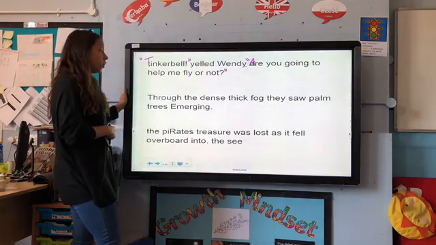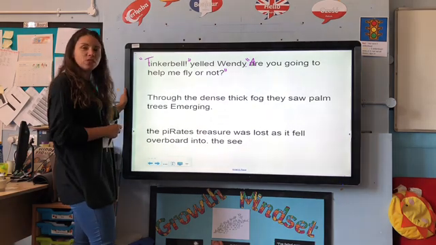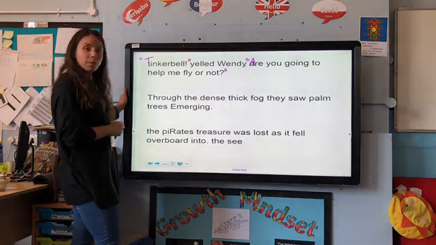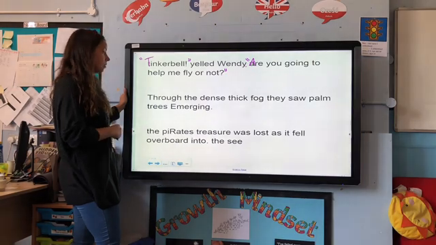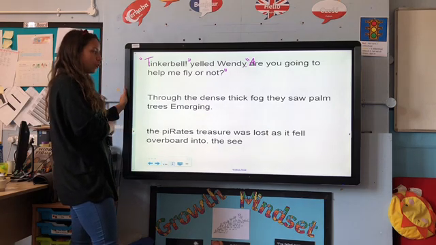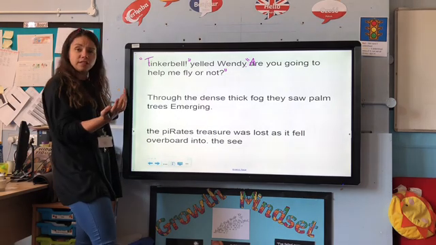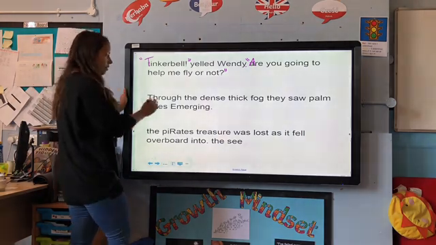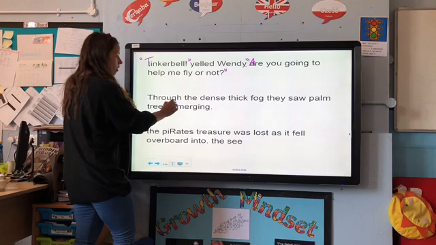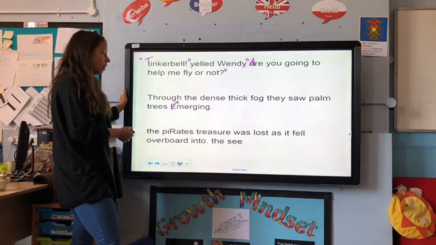Second sentence. Through the dense thick fog, they saw palm trees emerging. So pause the video and have a think about any missing punctuation or any spelling errors. So our sentence starts with a capital T, which is good. Through the dense thick fog, they saw palm trees emerging. Now the thing that stands out to me most here is the E in emerging. So I know that needs to be lowercase, not a capital E, because it's not a name, it's not a proper noun.